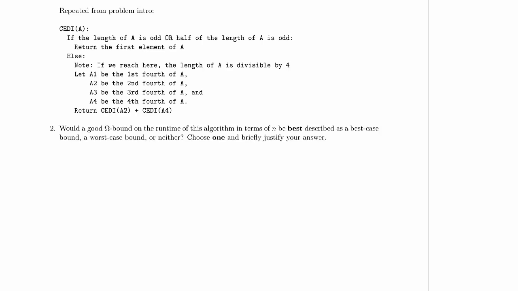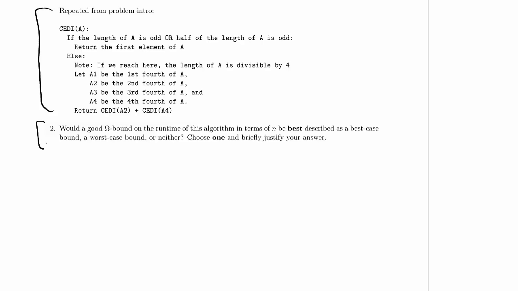We're working on Part 2 of Problem 1, and I've just repeated from the intro of the problem some useful text. I've done that on a few problems. I won't go into it anymore on subsequent problems. So let's start by just reading the question. Would a good omega bound on the runtime of this algorithm in terms of n be best described as a best-case bound, a worst-case bound, or neither? And we're supposed to choose one and briefly justify our answer.